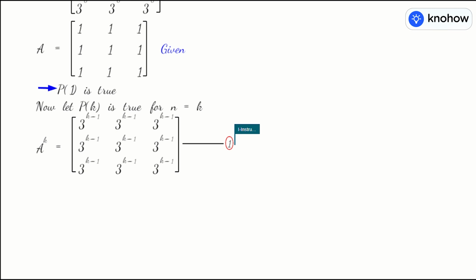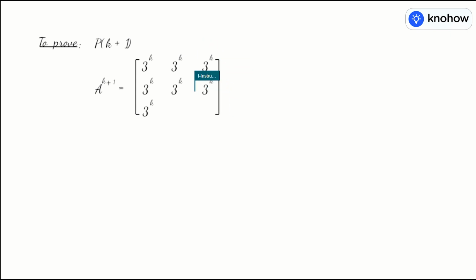So let me first frame the statement. To prove Pk plus 1, replacing n by k plus 1, what do you have to prove? We have to prove that A to the power k plus 1 will be equal to, replacing n by k plus 1 in 3 to the power n minus 1, 3 to the power k plus 1 minus 1, that is 3 to the power k. Each element should be equal to 3 to the power k.